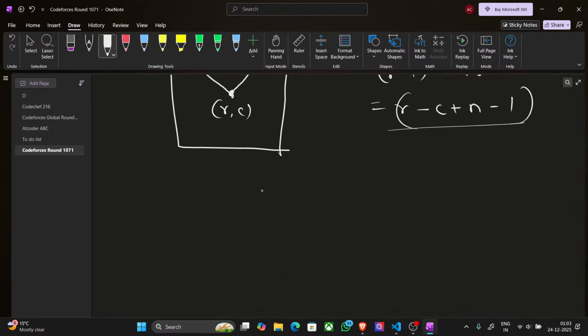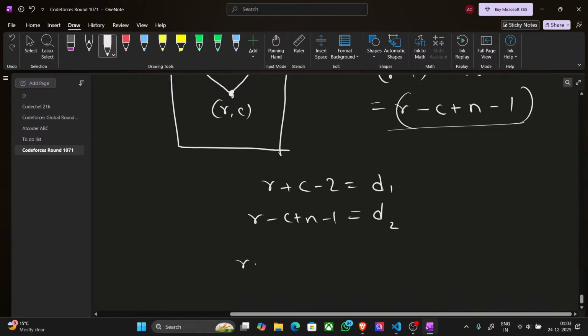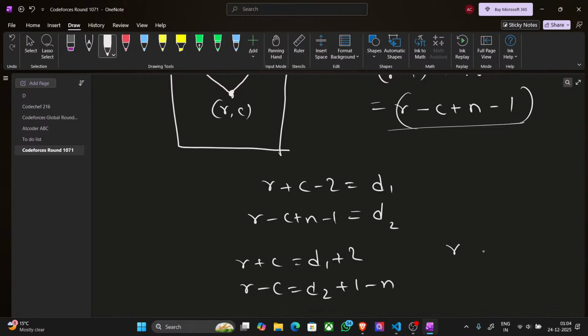Now, while solving, you can see if R plus C minus 2 is D1, and again I get D2 as R minus C plus N minus 1. Then I can say R plus C is D1 plus 2 and R minus C is D2 plus 1 minus N. Now from here I can calculate R and C, because D is known to me and N is known to me. There are two equations with two variables. Can you solve for R and C?